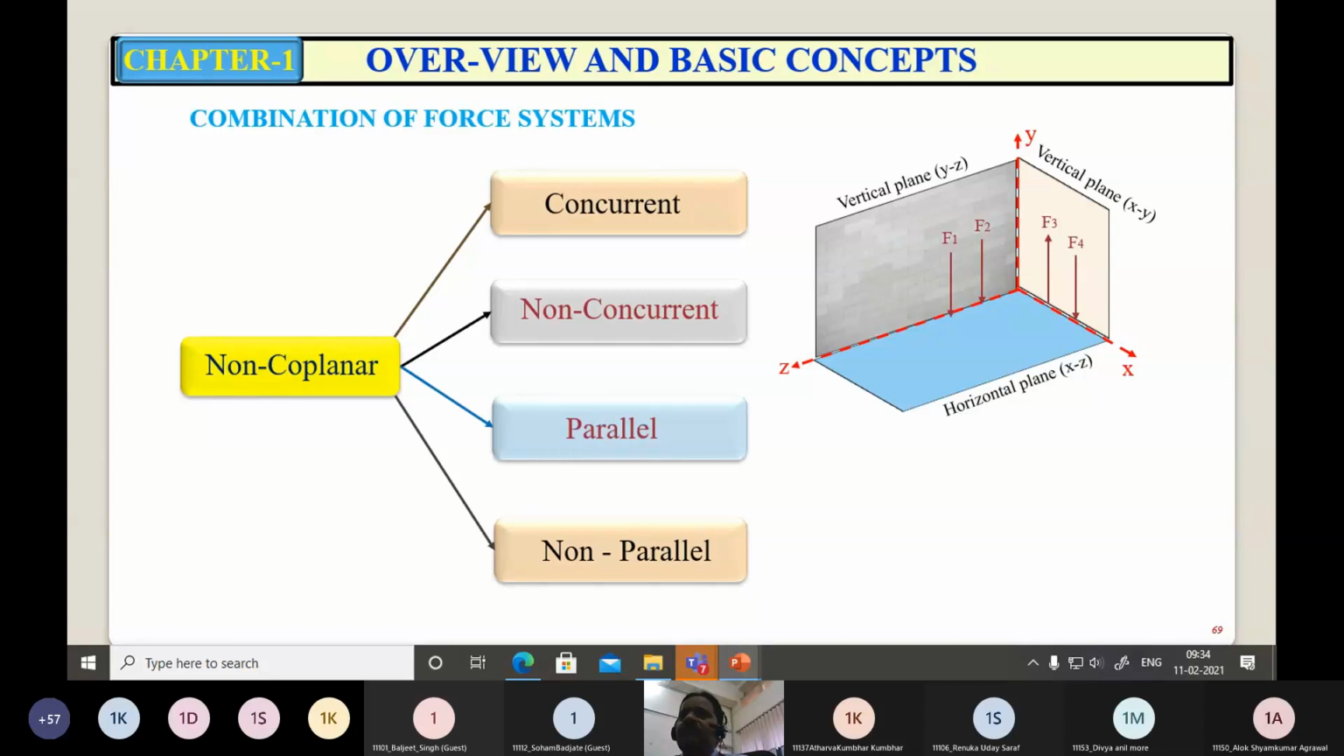Now non-coplanar parallel. I can consider the same system as non-coplanar, acting in different planes, and the lines of action are parallel to each other. So I can call this a non-coplanar parallel force system.